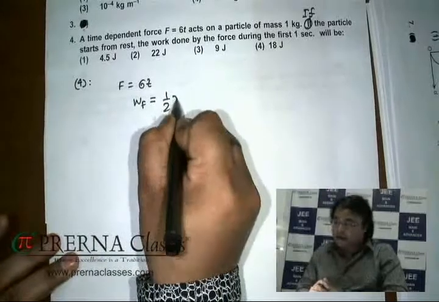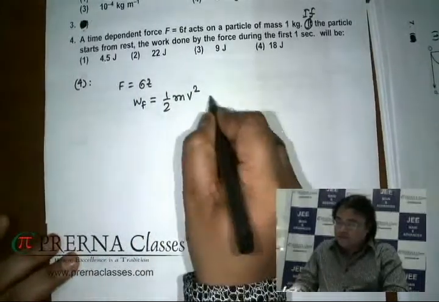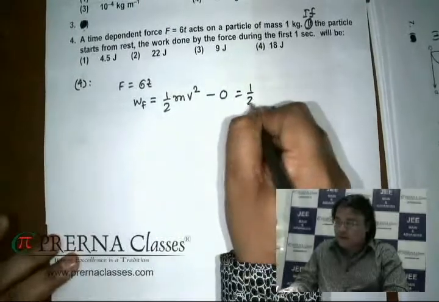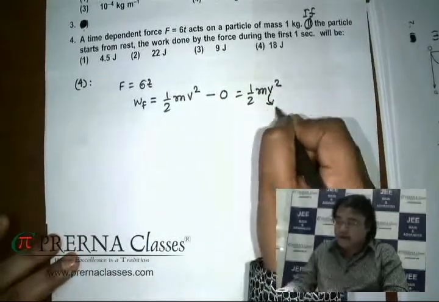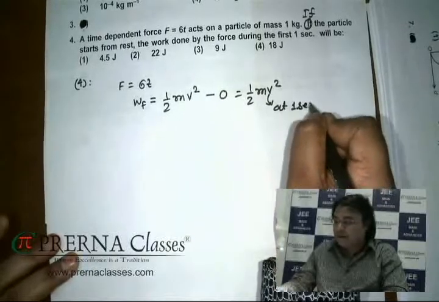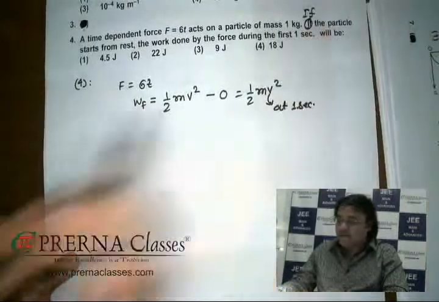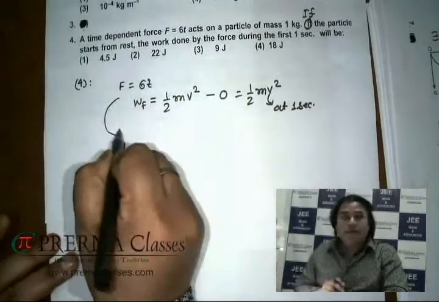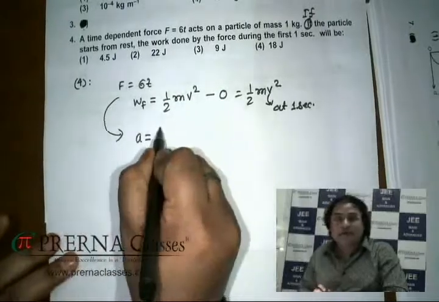Okay, next question comes from work, power, energy, that means set of 4. Here force is given as 6t, it is a variable force, and you have to find out the work done by that force in 1 second. If you apply here work energy theorem, clearly work done by all forces is equal to change in kinetic energy. So work of the given force is equal to half m into v square. Okay, since initial kinetic energy is 0, so it will be half m into v square, where velocity at which instant? At 1 second. Clear? So our main task is to obtain velocity at 1 second.